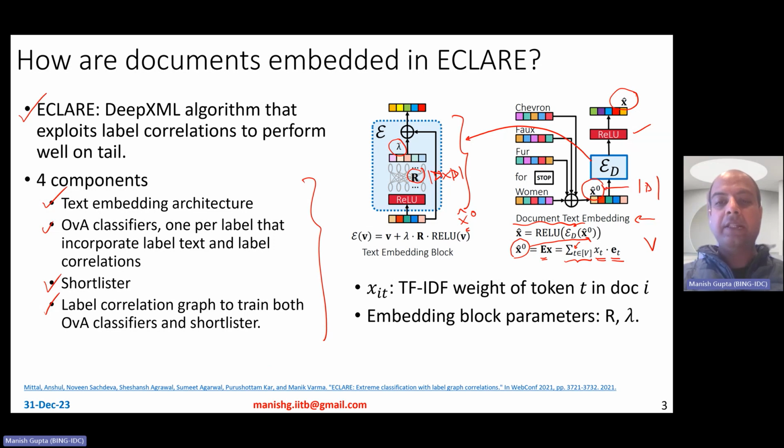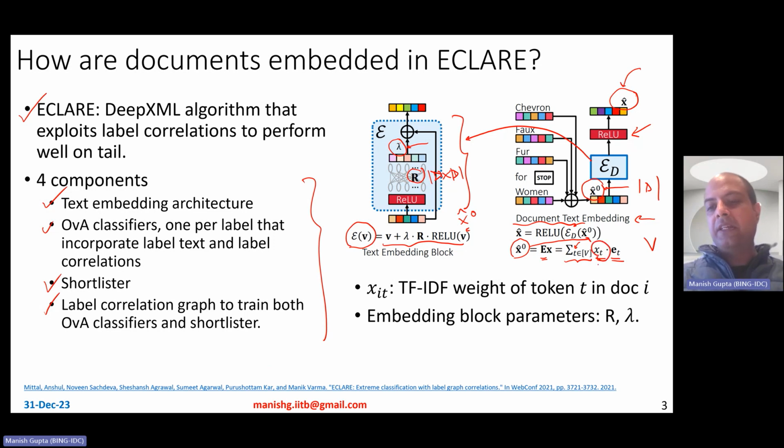This is also D-dimensional in that sense. So you pass through R, and then you apply a weighing factor lambda, and this is basically the way residual computation is done. That gives you the embedding block output, on top of which you apply ReLU, and that gives you the document text embedding. So that's how document text embedding is computed.